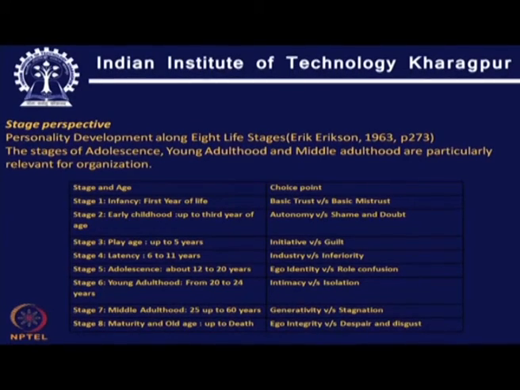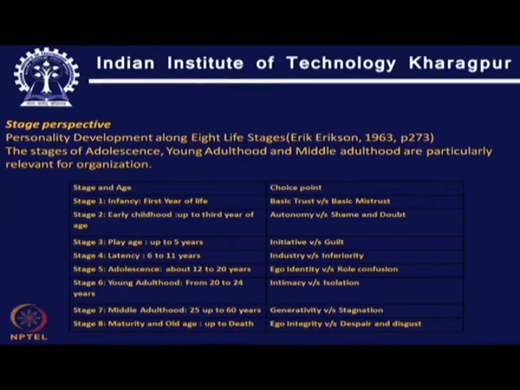Young adulthood, from 20 to 24 years, has the major need for intimacy, and if you are not getting that, you develop isolation. Middle adulthood is 25 to 60 years. What you get is generativity versus stagnation, and maturity and old age is ego integrity versus despair and disgust.